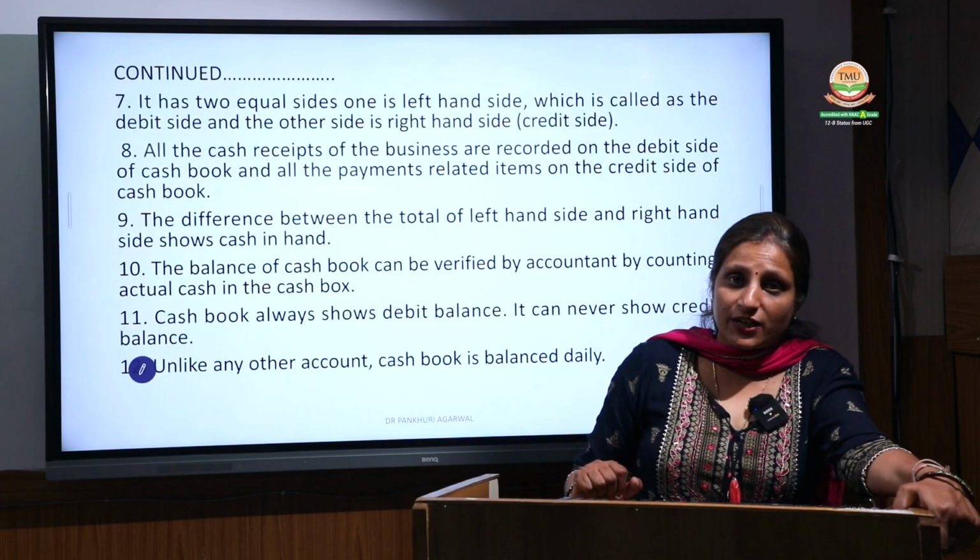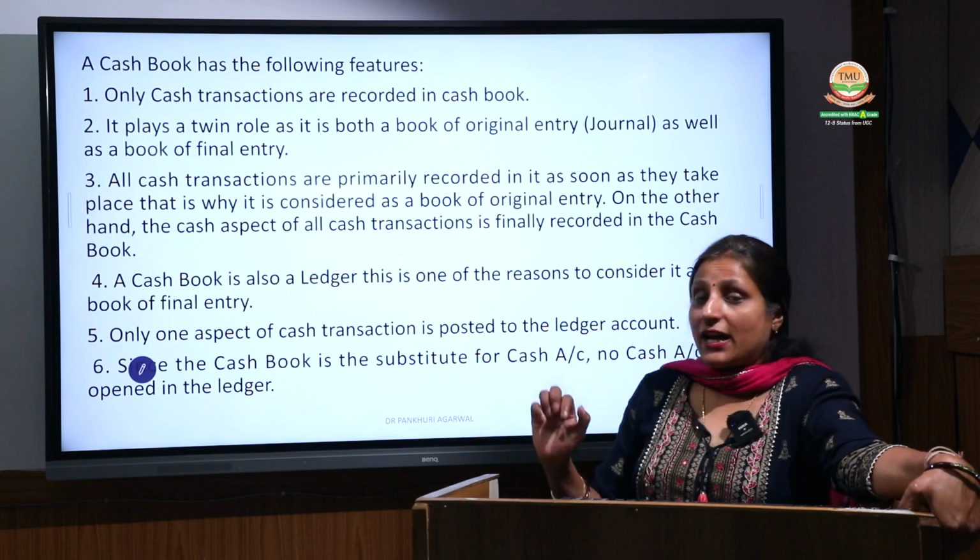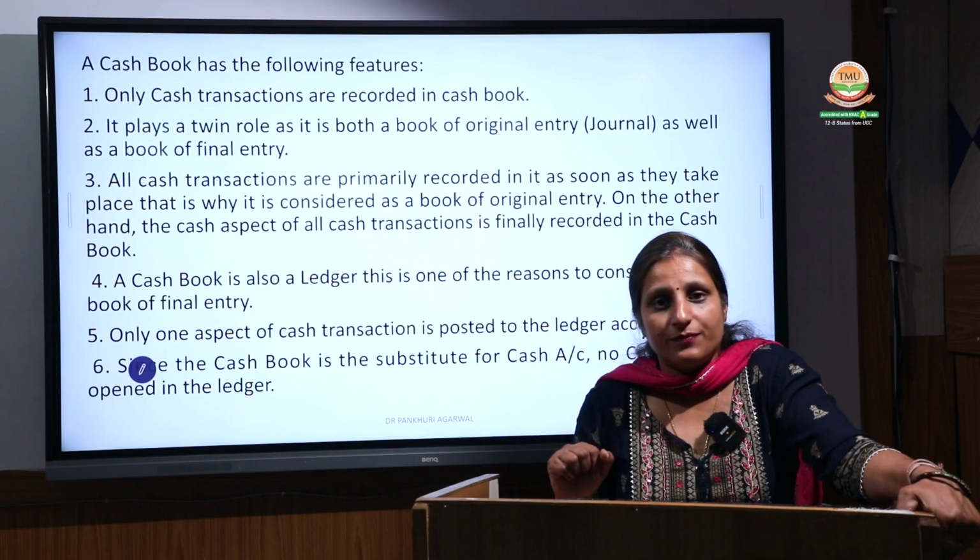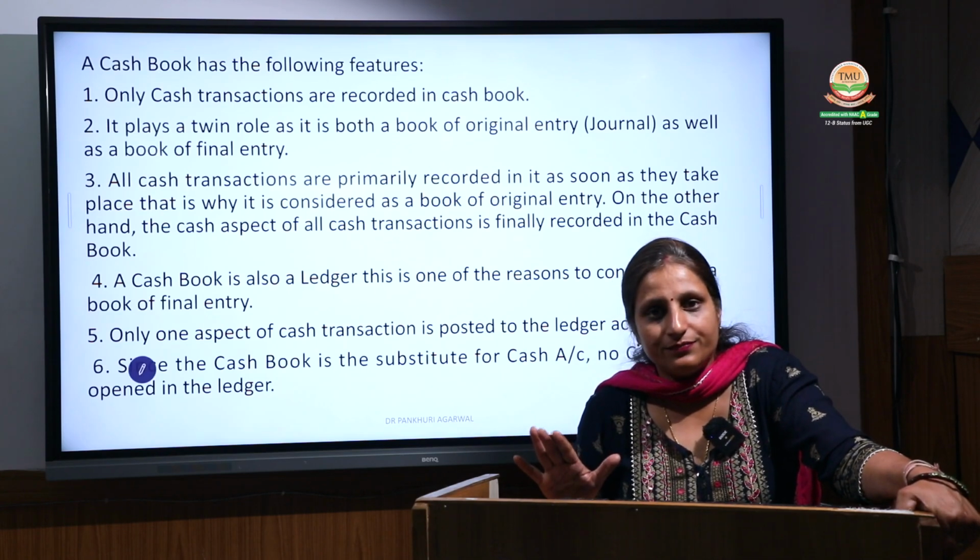These are all the objectives of the cash book. The cash book has all these features. I think this is clear?